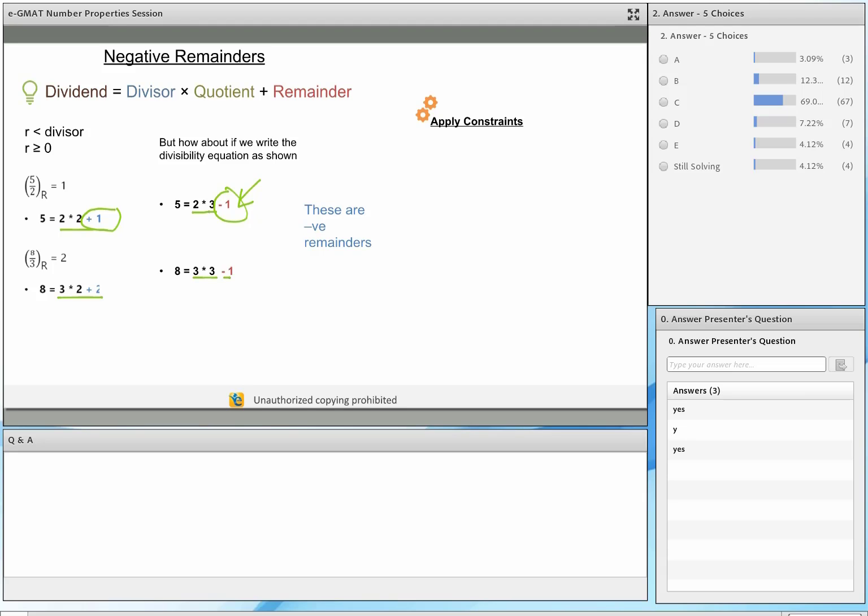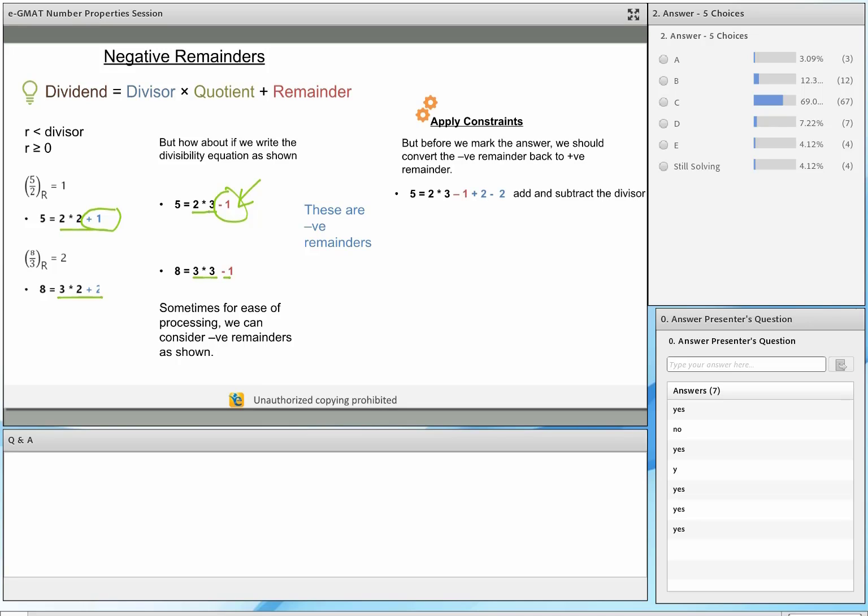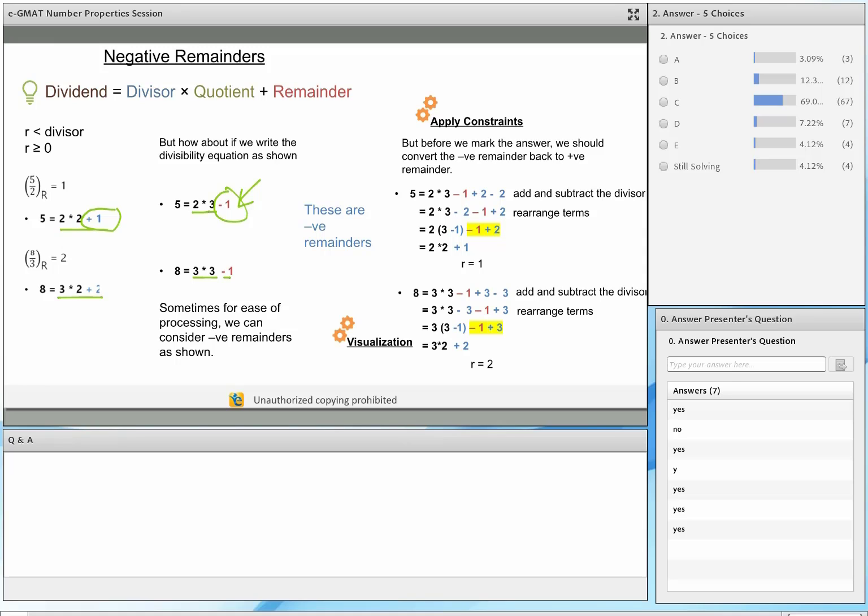And again, you will need to apply the constraints. Why? Because negative remainders need to be ultimately converted into positive remainders. So for that, again, you add and subtract the divisor, and ultimately you need to add back the divisor in order to get to the positive remainder.